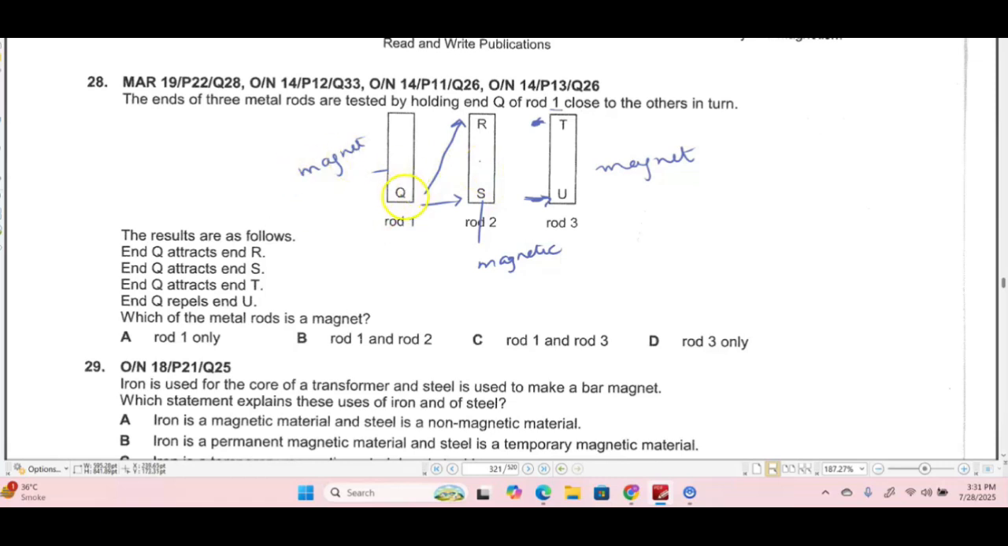But when rod Q was brought near T and U, one was attracted and one was repelled. So there have to be poles here. For example, if this is a north pole and this is a south pole, then it would repel one and attract the other. So this is a magnet, this is a magnet, and rod Q is not. So which of the metal rods is a magnet? Rods 1 and 3 are magnets. So C is our correct option.